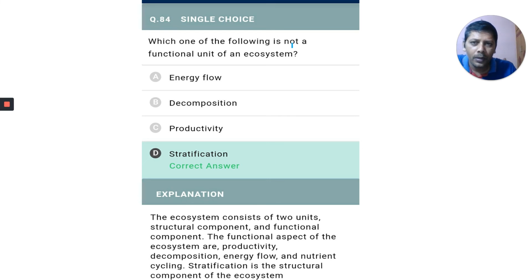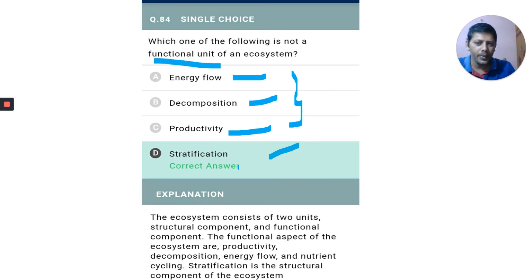Next, which of the following is not a functional unit of the ecosystem? Is it energy flow, decomposition, productivity, or the direct bit? This is the structural component of an ecosystem, not the functional component of an ecosystem.